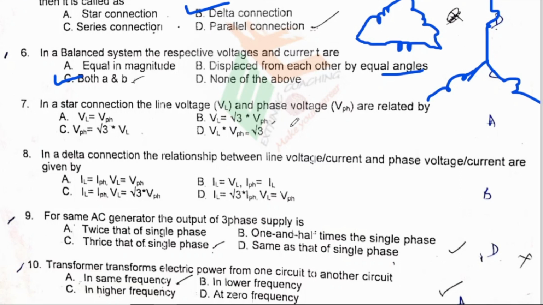Line current and phase current are equal. But line voltage and phase voltage are related by root 3. That means line voltage is equal to root 3 times the phase voltage. Option B is the correct answer.